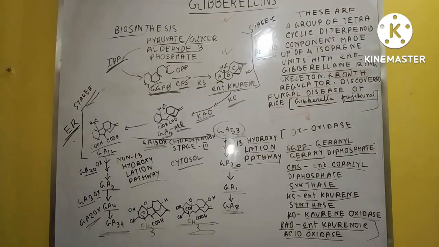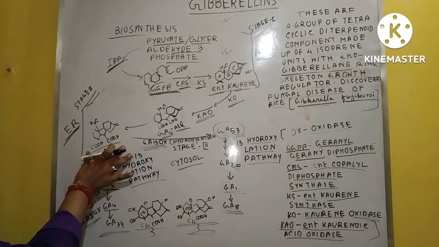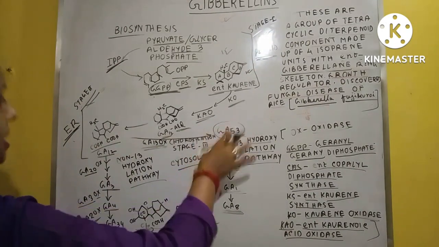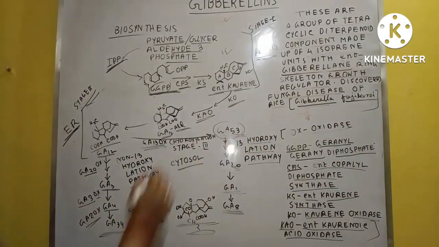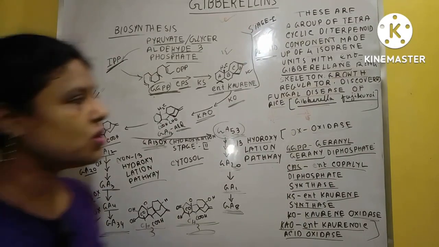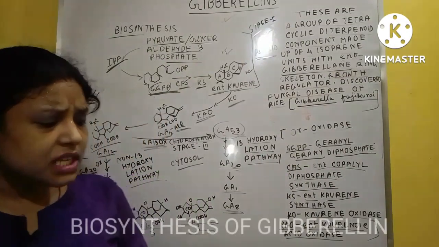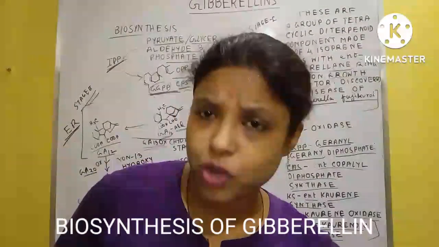So here the hydroxylation process is occurring. The conversion of GA12 to GA53 is possible due to the process of hydroxylation. Okay, so this is the biosynthesis of the gibberellin. I think you can understand it properly.